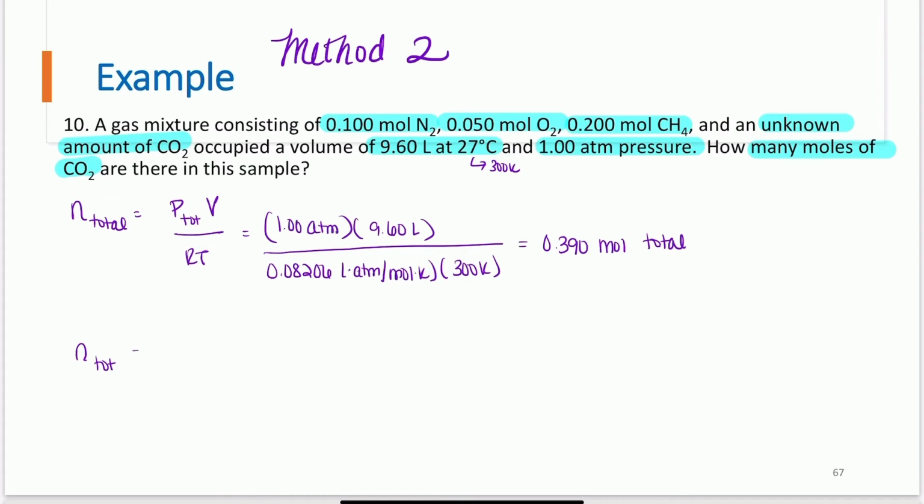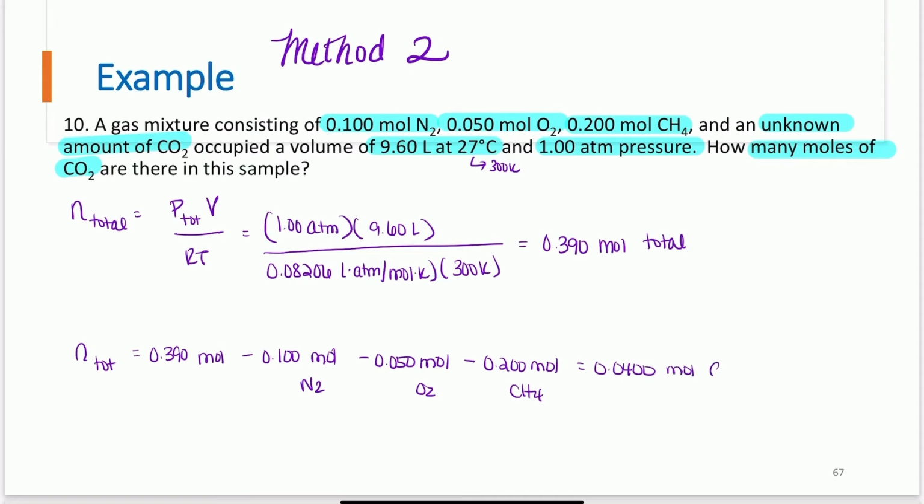Total number of moles, 0.390, minus 0.100 moles for N2, minus 0.050 moles for O2, minus 0.200 moles for CH4. We have 0.0400 moles CO2. Slightly different in number, but that's due to rounding from before. So you can get there from either direction. Method 1, method 2, I don't care. Whichever one you're more comfortable working.